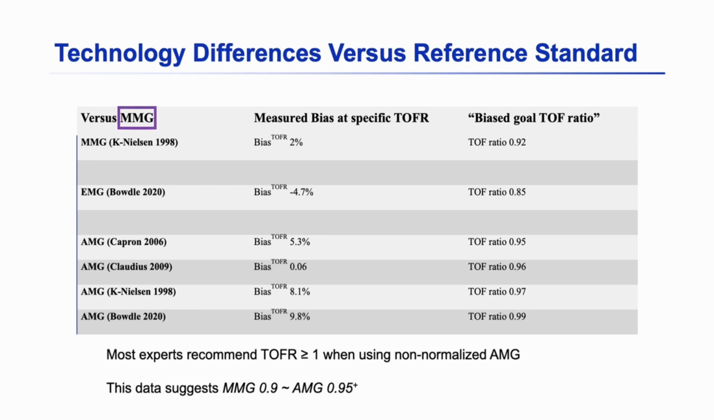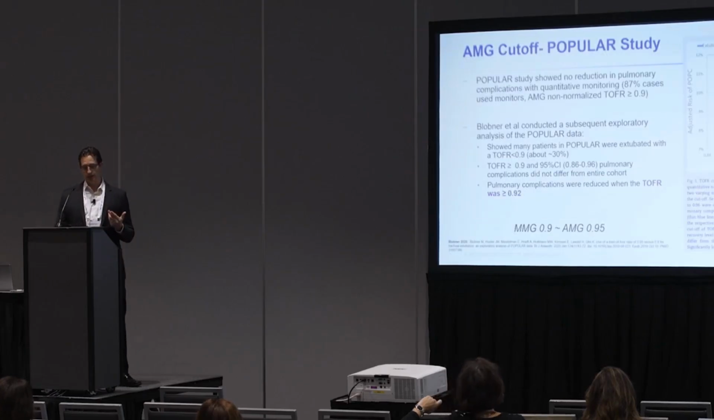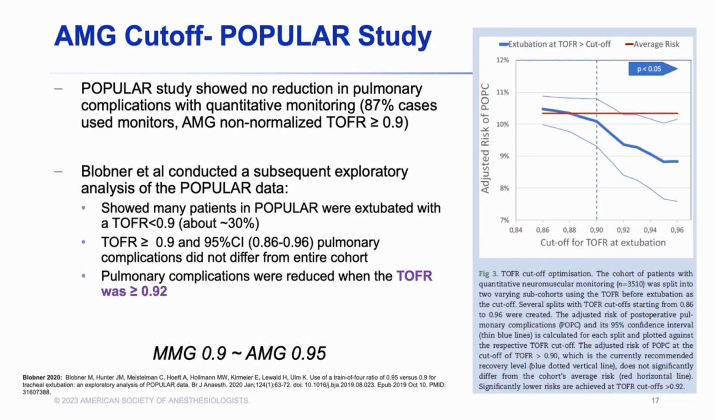Many experts honestly recommend a transfer ratio greater than or equal to 1 for AMG. Okay, I think that might be overstating it a little bit. Here's another reason why I think that. Besides the bias, I look at this paper, POPULAR. POPULAR was a study that showed using neuromuscular blockade was associated with higher pulmonary complications. And in their sub-analysis, they looked at quantitative monitoring. And in the initial paper, they said quantitative monitoring actually didn't help. You didn't have reduced pulmonary complications if you were using quantitative monitoring.